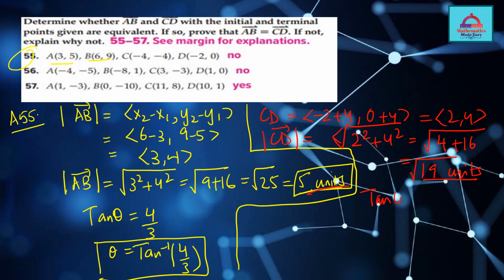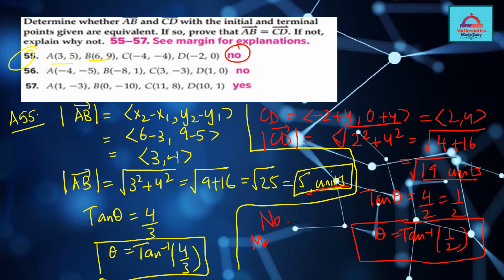Even the direction: tan of theta would be equal to y by x, so it will be 4 by 2, which is 2. So theta is equal to tan inverse 2. So the magnitude is different and the angle is also different, so they cannot be equivalent. Therefore, the answer is no. What is the reason? Magnitude and direction both are different, so they cannot be equivalent or equal vectors.